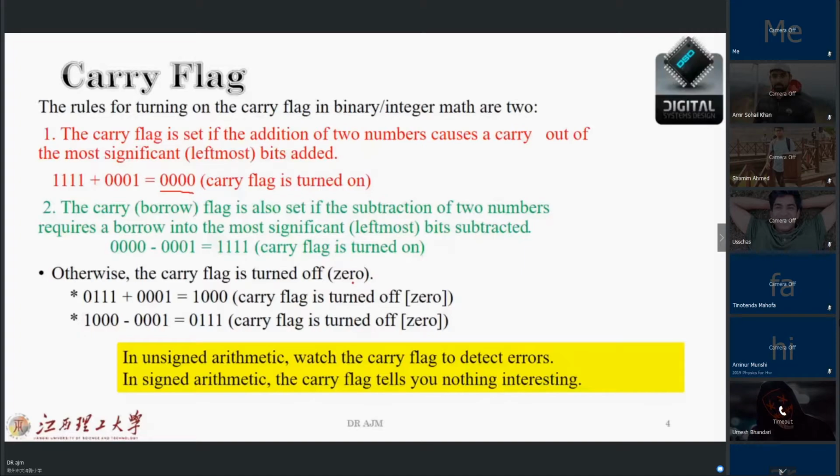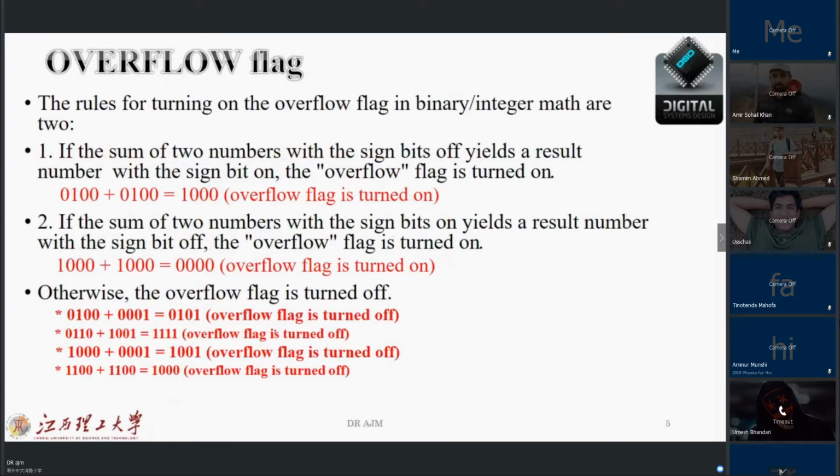In other words, we can say this carry flag is something like the error detection part for us, which can show us whether the arithmetic job is correct or wrong. Well, let us see what the overflow flag is. Again, we have two rules for turning on the overflow flag in binary or integer math.